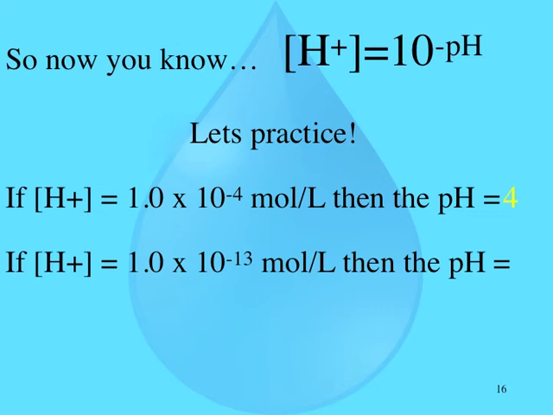I look at the exponent, I eliminate the negative sign, and that's what the pH is. Right? If the hydrogen ion concentration is times 10 to the negative 13 moles per liter, then you're using the same technique, and the pH is actually 13.